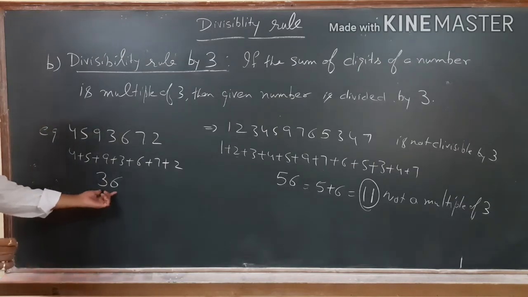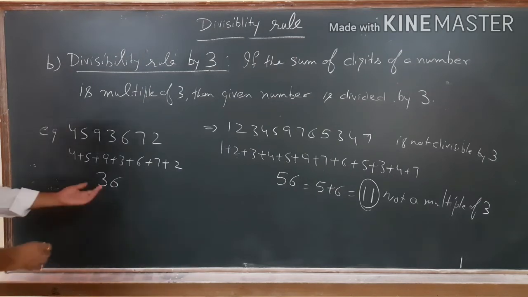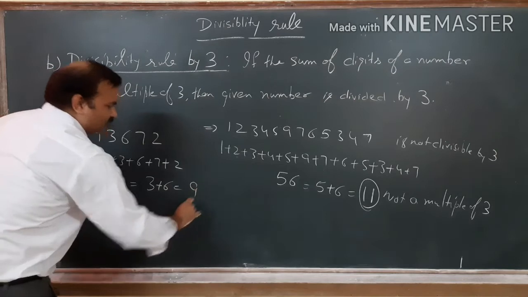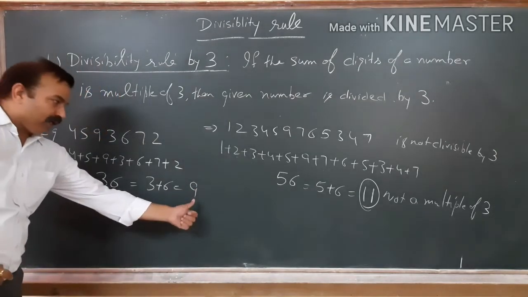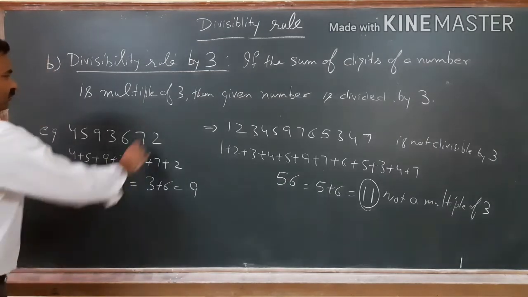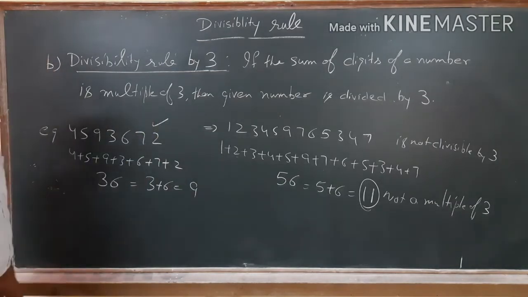It's clearly divisible, as 36 is in the table of 3, so it is a multiple. If you think it is a big number, no problem. Again add 6 plus 3, which is equal to 9. Now 9 is divisible by 3. So it means this given number is divisible by 3.